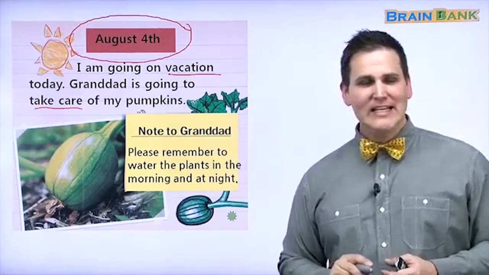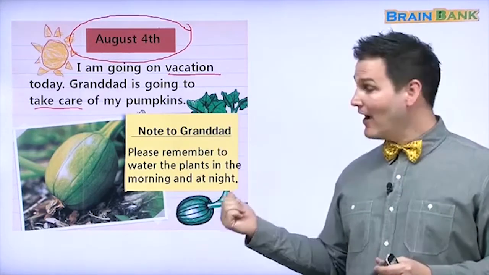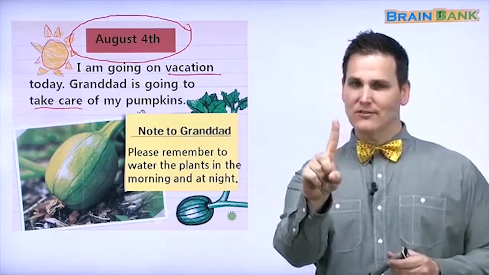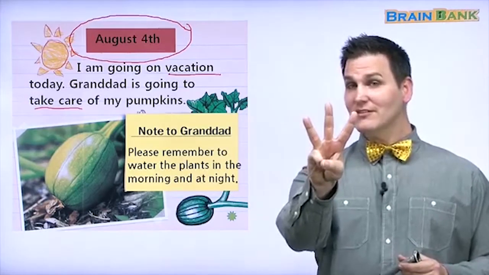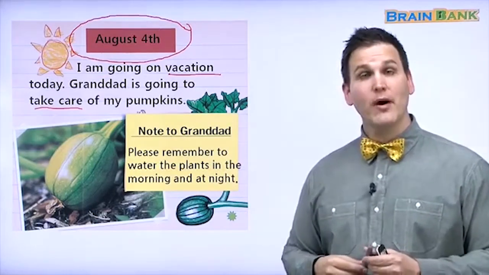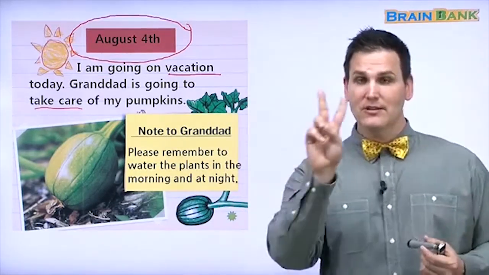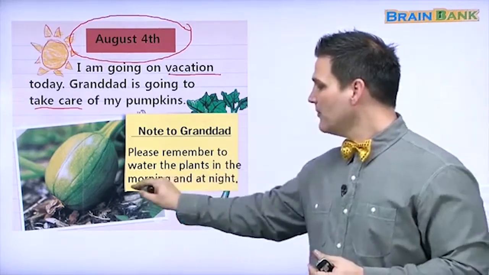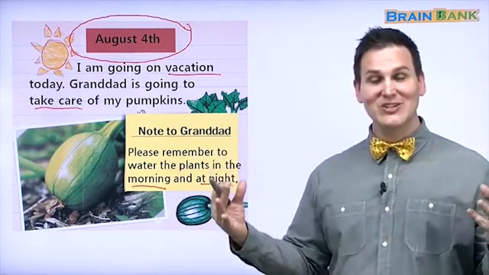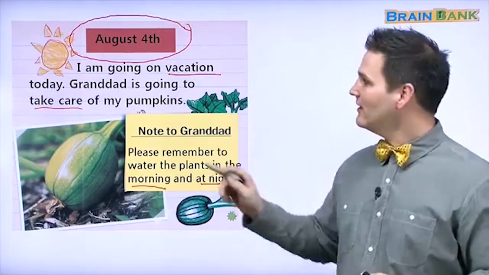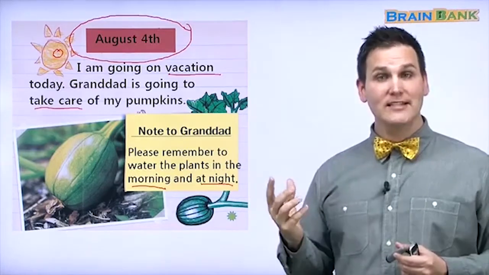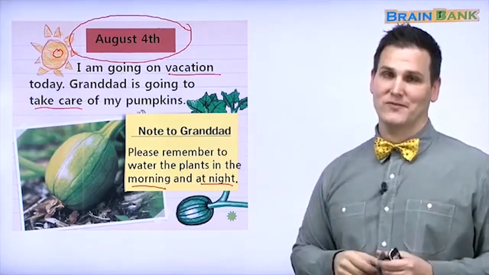So, how many times does Granddad have to water the pumpkin plants? Just once? 2 times? 3 times? 4, 5, 6? Granddad has to water the pumpkin plant 2 times. In the morning and at night. And then the pumpkins will continue to grow. And hopefully there is plenty of sunlight. Remember, the pumpkins need sun and water.